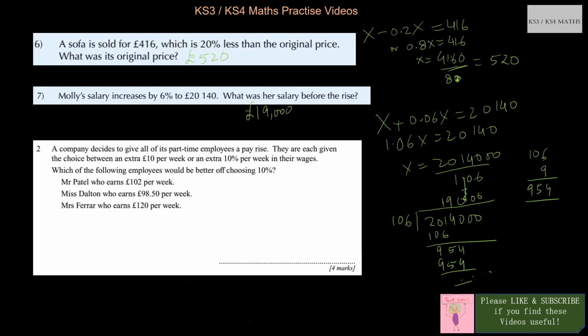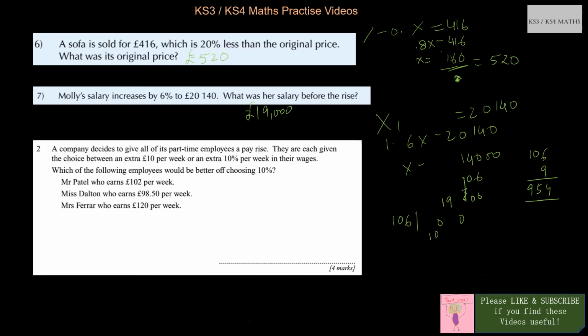Right, the next one is, I think I need to clear this part. We need some space to work out.